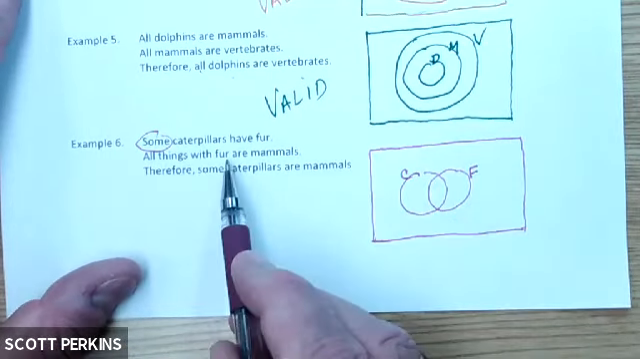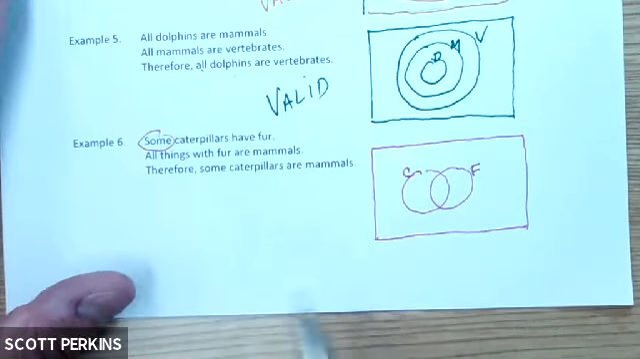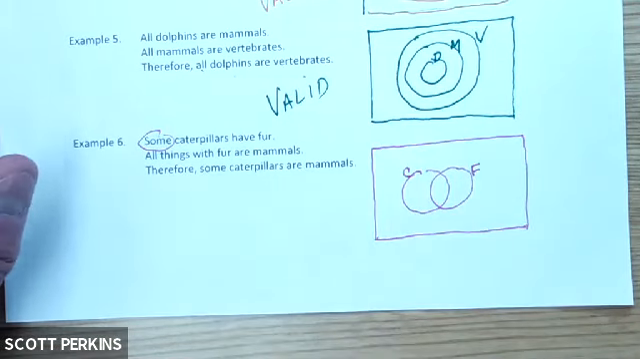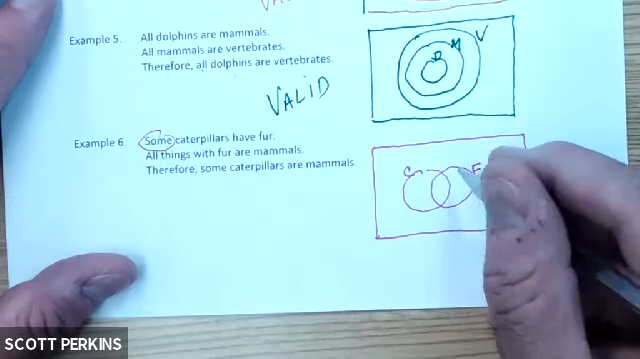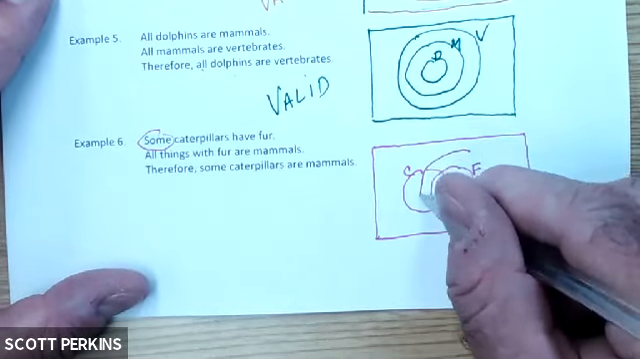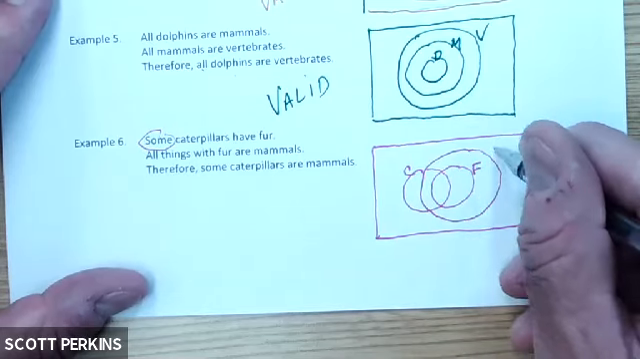So all things with fur are mammals. So I need a new circle. I need a mammal circle. Where's the mammal circle going to go? Yep, it's going to go around the fur circle. So something like this.